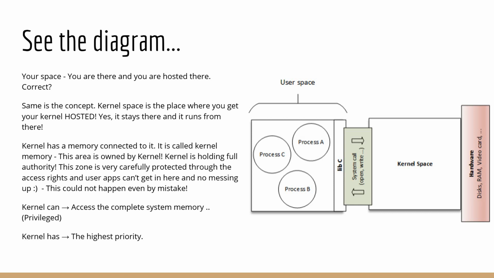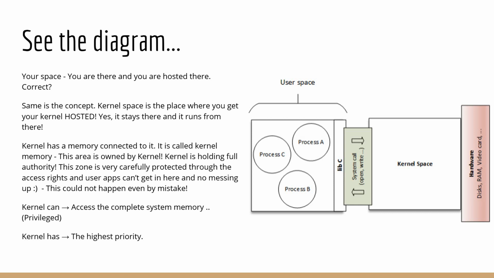You are staying in a place and that's your space. Very simple. Kernel is staying there and that's called kernel space. That's how we need to conclude. The kernel has a memory connected to it and it's called kernel memory. This area is completely owned and controlled by the kernel. Kernel has the fullest authority and this area is very carefully protected. No other user apps can get into this area and they cannot even touch it. Even by mistake, it will not happen. So that space is highly protected and it's a very important point to remember.